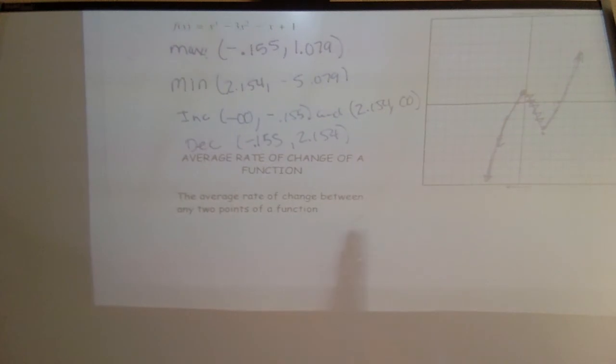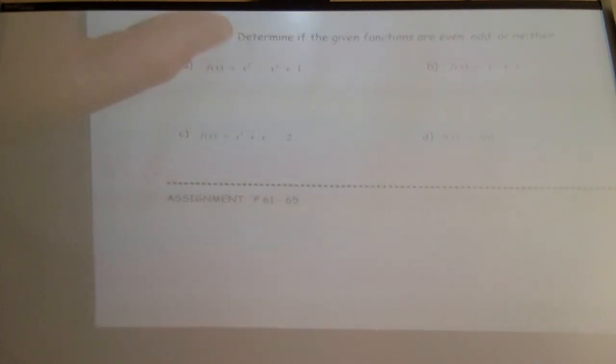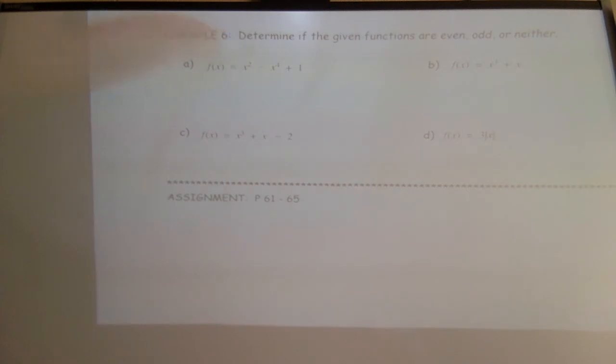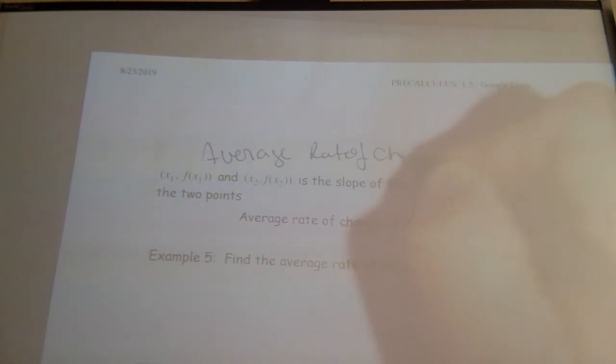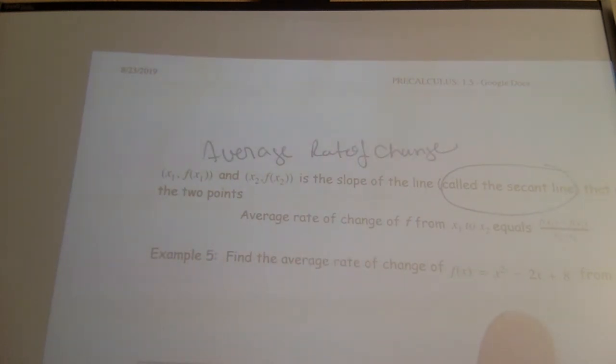The average rate of change between any 2 points of a function is the slope. It's also called a secant line. Can you move your paper, please? Thanks. So the average rate of change is the slope between 2 points. If it's not a straight line, that average rate of change is going to be different. So we want to find the average rate of change on this parabola between 1 and 5.